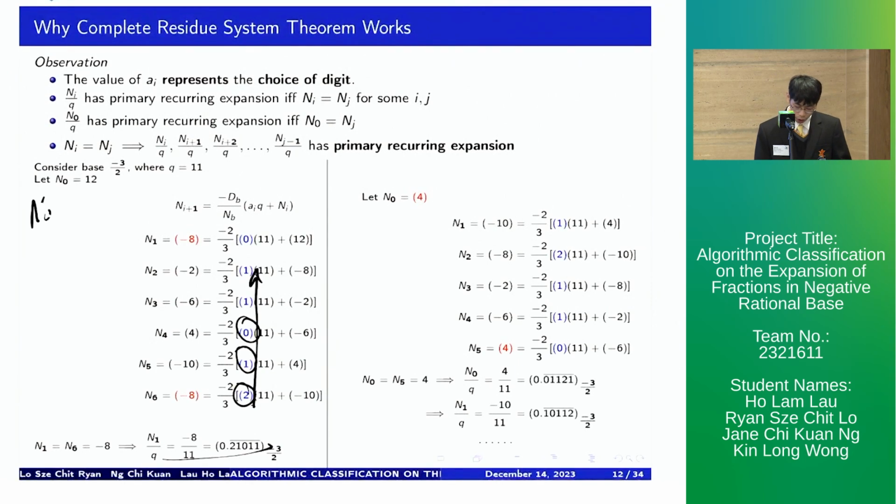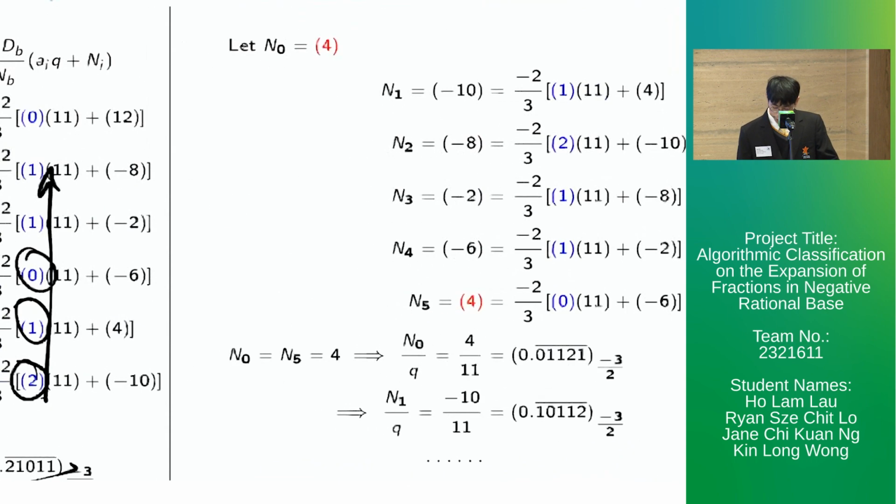And we see that N0/Q does not have a primary recurrent expansion, because N1 equals N6. In the example on the right, we see that N0 equals Nj. Again, N0/Q has a primary recurrent expansion where the digits are Ai, and we see that N/Q has a primary recurrent expansion.